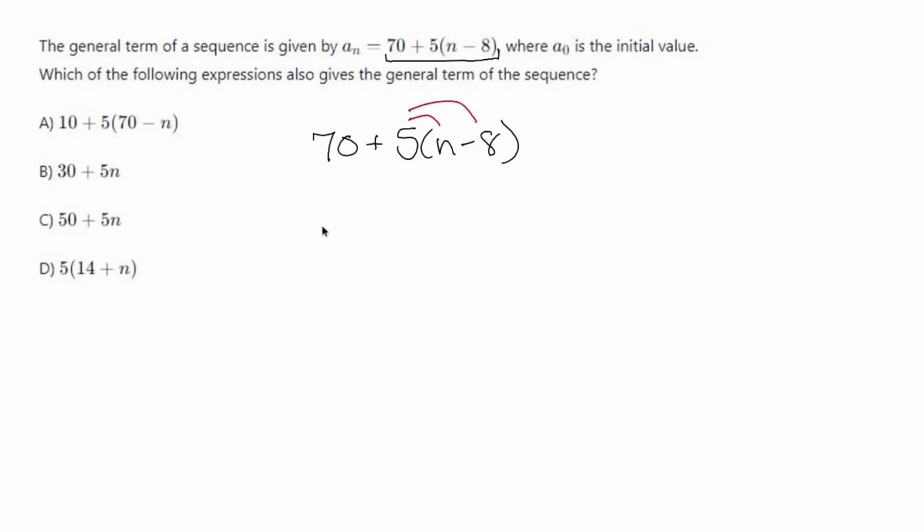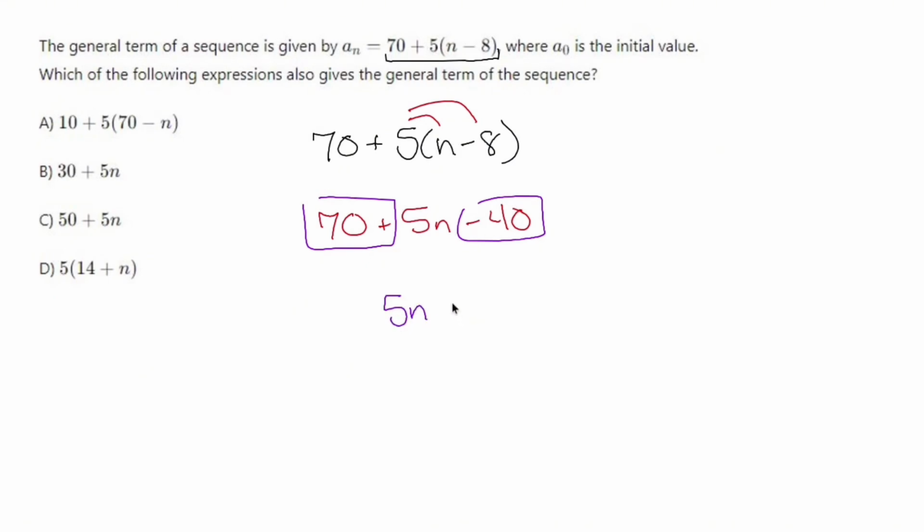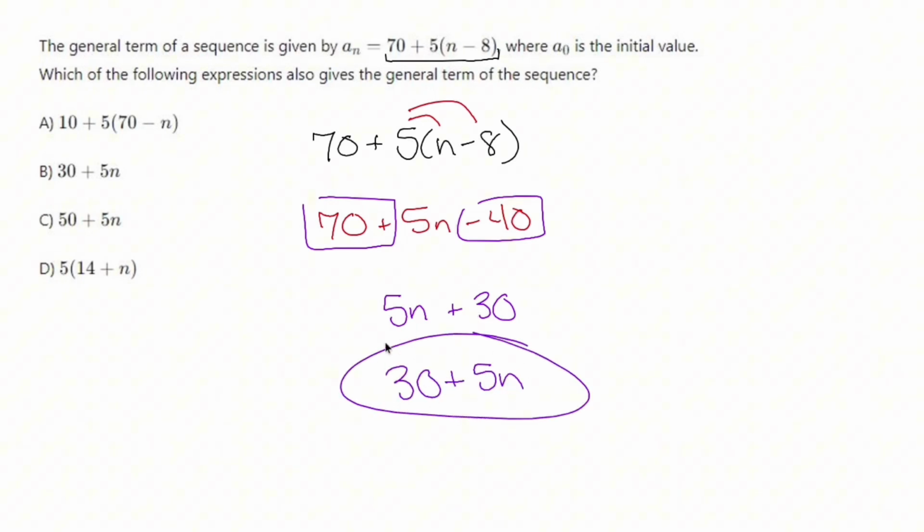Let's distribute 5, so 70 plus 5n minus 40. Let's combine like terms, so 70 minus 40 is 30, and I get 5n plus 30, or in this case, 30 plus 5n, because they're giving us the old switcherooski, and that's going to give me the answer of B. So yeah, not a difficult problem, not by any stretch.